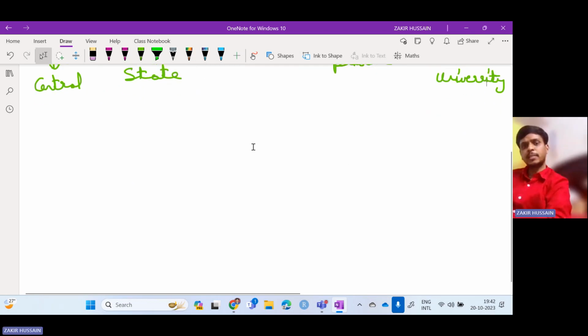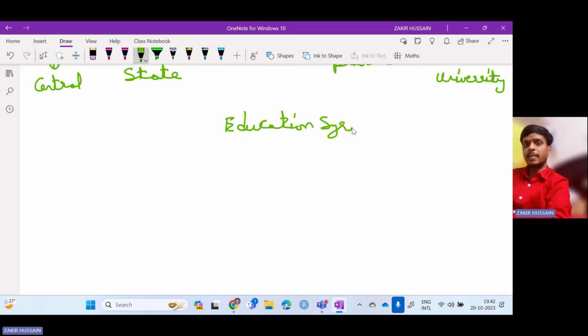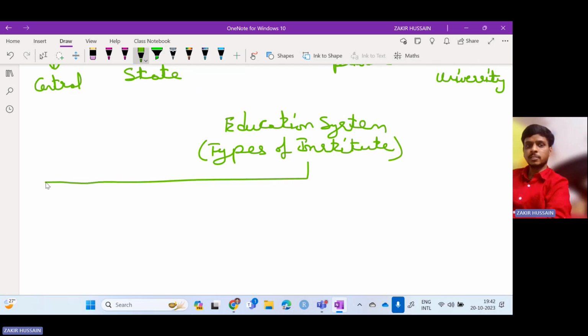Then the education system in India can further be classified broadly into six types, depending on the type of institutes. This is very important so that you can understand where to concentrate for your higher studies. Based on the types of institute, we can classify the Indian education system into six broad categories. The first one among them is the Institute of Eminence, IOE, we can say.